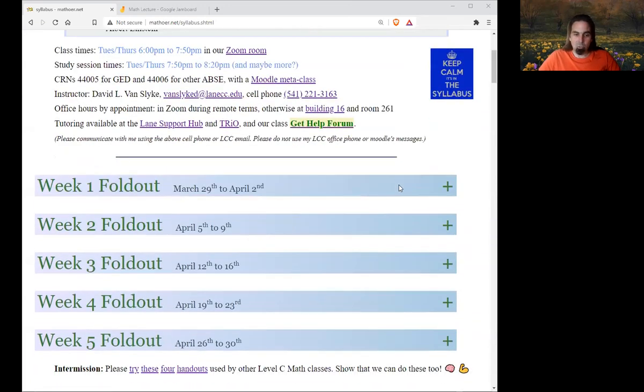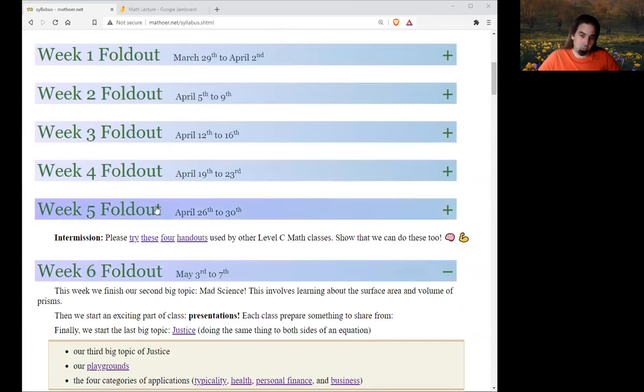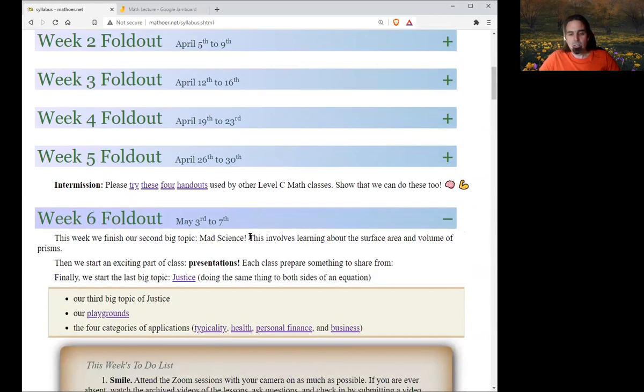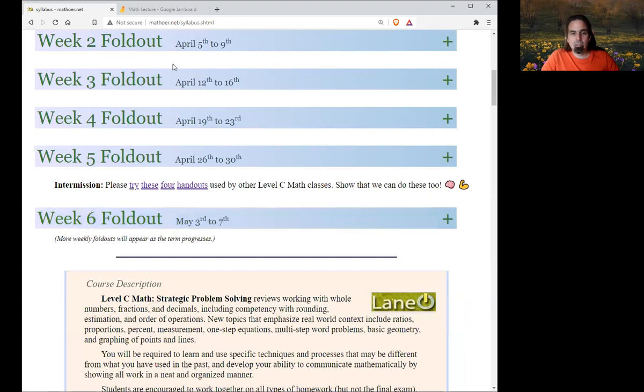If we scroll down in our weekly foldouts, last week we did a bunch of stuff in Mad Science with measurement, and then we played with these 4 handouts on our Thursday second class. This week we are doing the last of Mad Science, pushing things together to see what comes out, and then we will start Justice, the next topic, where you do the same thing to both sides of an equation. I also want to start having presentations happen next class, so we'll talk about that some. So we'll come back to the syllabus in a bit.